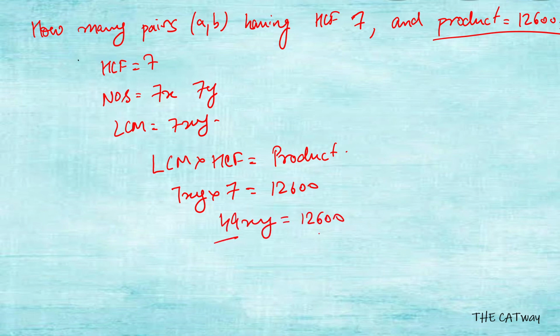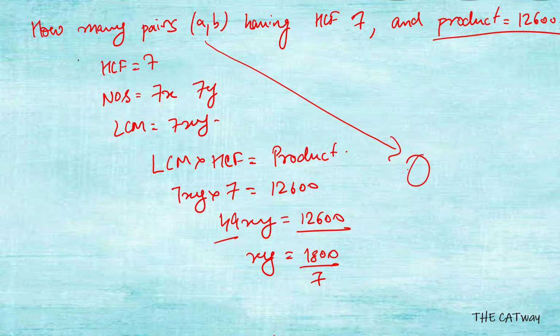But 49 will not divide 12,600. You can see here it will come out to be 1800 divided by 7, which is not divisible. So we can say that there are no pairs of A and B, the answer will be 0, that there are no pairs possible. Because it has to be a perfect integer, a whole number, which is not coming in this case. So the answer would be 0, that is, no pairs are possible.